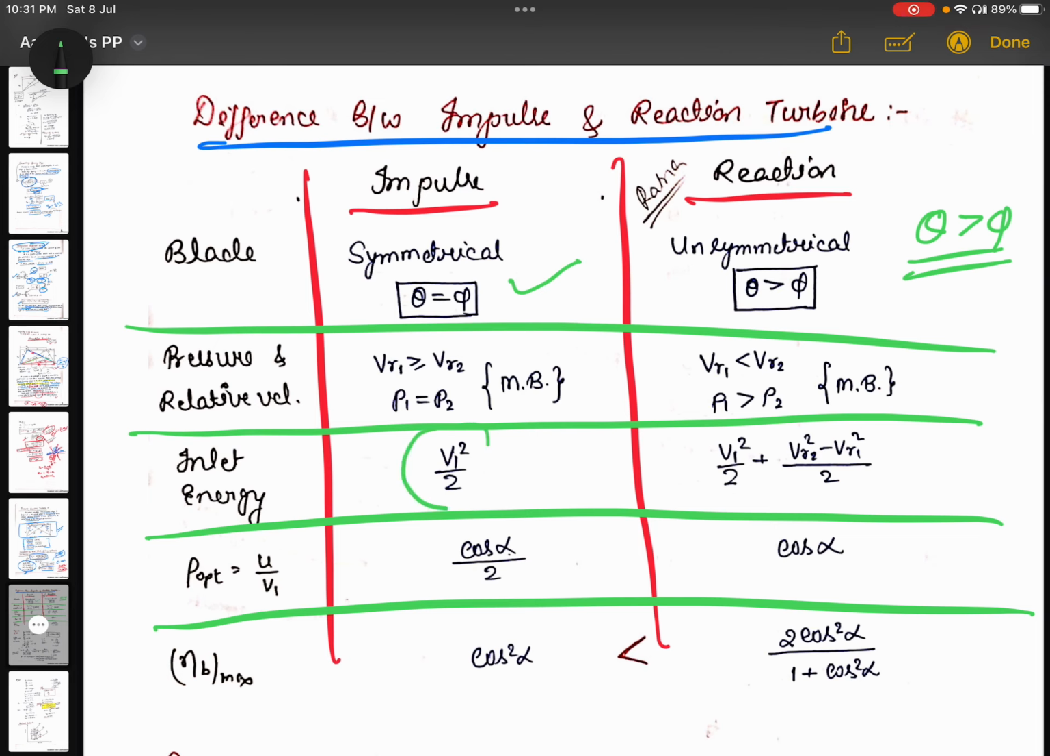Okay, the inlet energy is V1 square by 2, but in the case of the reaction turbine, the inlet energy is more: V1 square by 2 plus (V2 square minus V1 square) by 2. And rho optimum for the case of maximum efficiency is cos alpha by 2 for impulse, and here we get cos alpha. So we can see that the efficiency is more in the case of the reaction turbine.